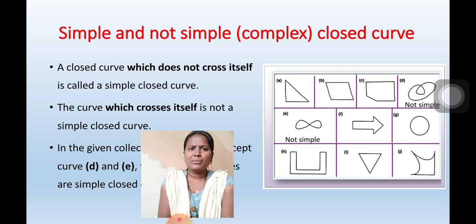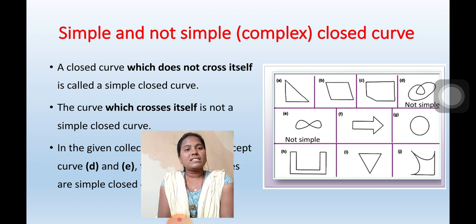Now can you name the figures which are complex here? If you observe the figures carefully, you see that figures D and E are complex curves. So these are not simple closed curves. Except D and E, all other figures are simple closed curves because they do not cross themselves.